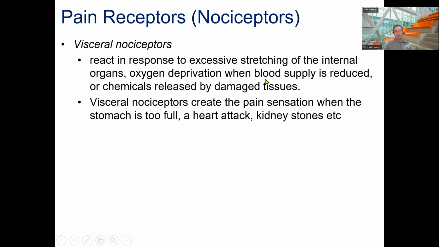Oxygen deprivation, when oxygen supply is reduced. When part of the body is not getting enough oxygen, it releases chemicals, and that's going to cause the visceral nociceptors to register it as pain. Chemicals are released by damaged tissue as well. So surface of the body, somatic. Inside of the body, visceral.